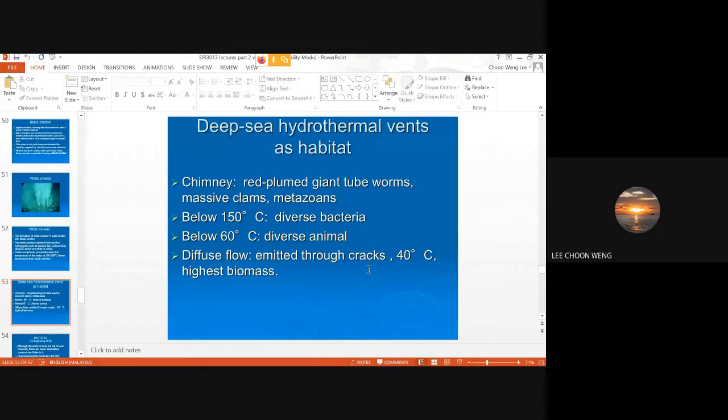So as a habitat, you have a wide range of temperature. Okay, it can be 40 degrees Celsius all the way up to 150 degrees Celsius. Of course, if it's exactly where the plume is coming out, it will be about 350 to 400 degrees Celsius. But most of these animals, microorganisms and organisms, will find suitable temperature niches for them to establish themselves.